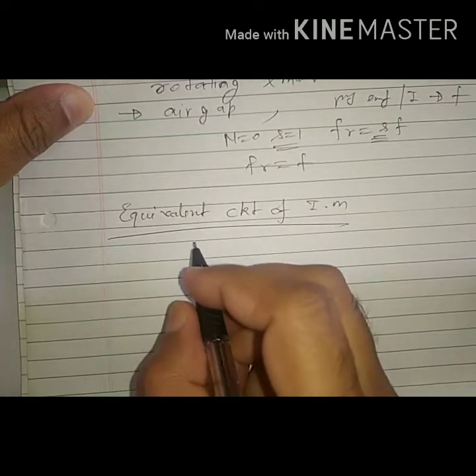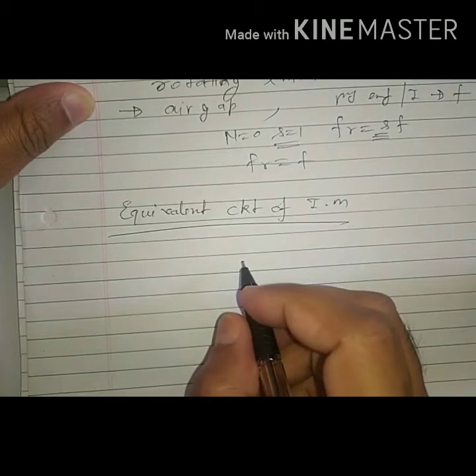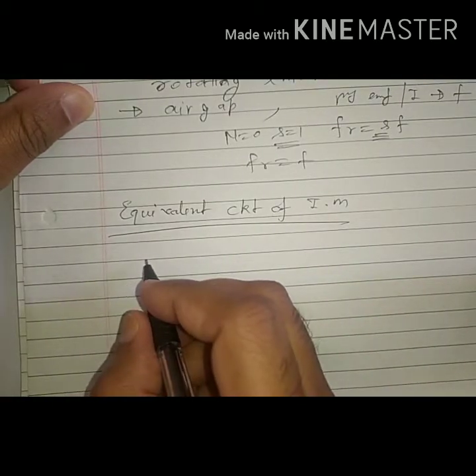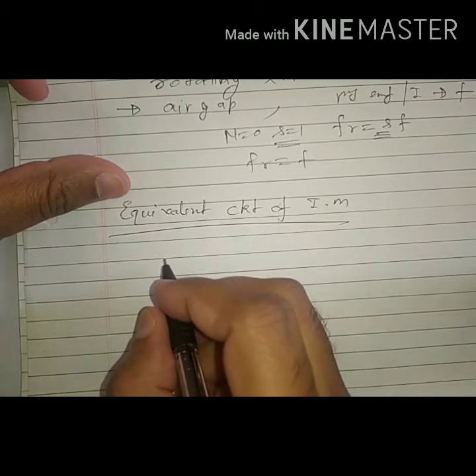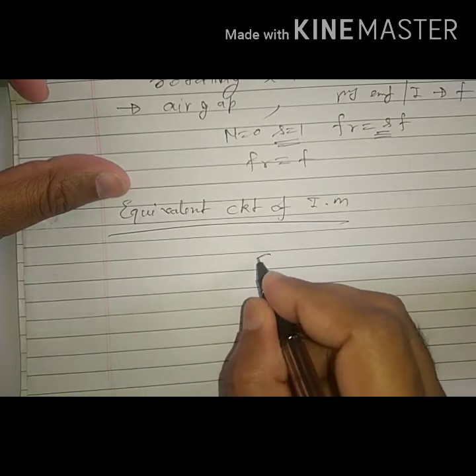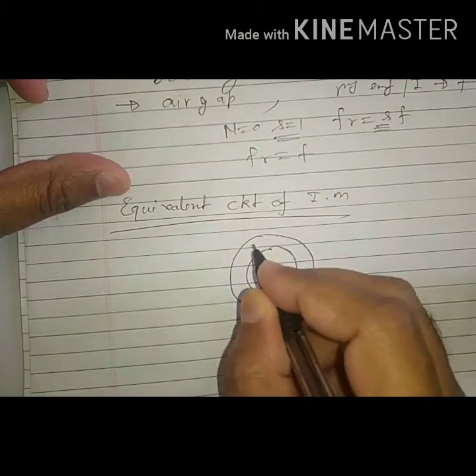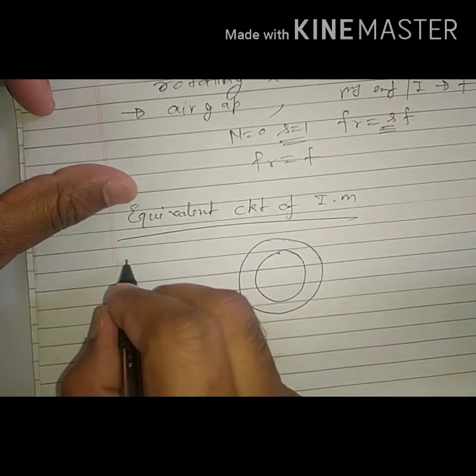Let us learn the equivalent circuit of induction motor. We know an induction motor is just like a rotating transformer, so it will have a primary circuit and a secondary circuit. Primary is the stator side and secondary is the rotor side. Say this is an induction motor with the stator and rotor. So we will draw here the stator parameters.